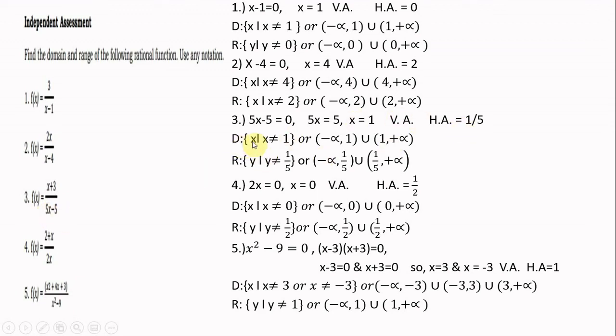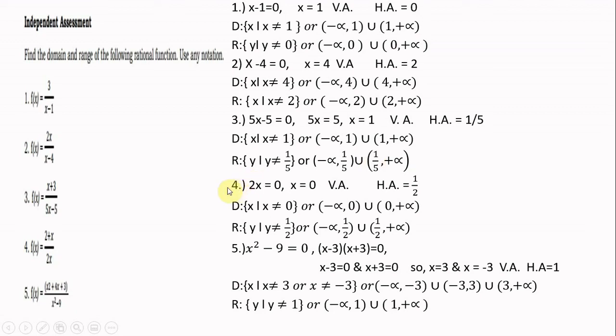Okay, so our domain is a set of x such that x should not be equal to 1 or on the interval negative infinity and 1, union 1 and positive infinity. And our range is a set of y such that y should not be equal to 1/5 or on the interval negative infinity and 1/5, union 1/5 and positive infinity.